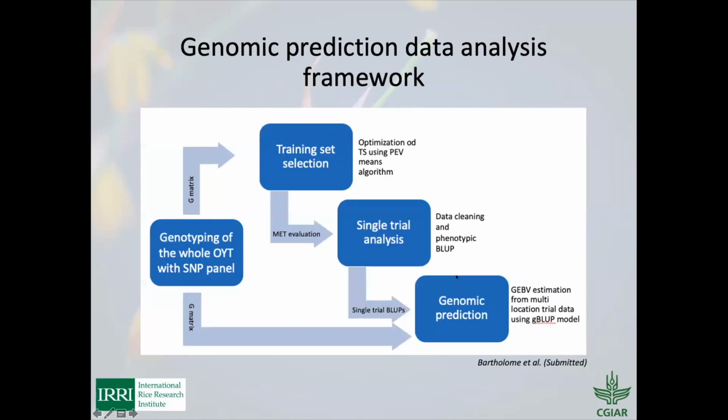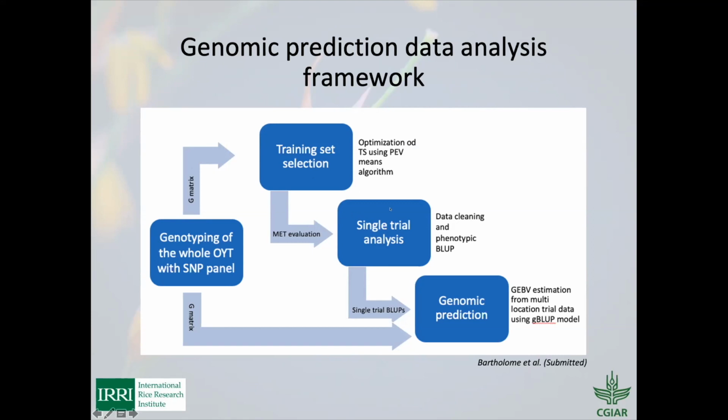Now I'm diving directly into the GS analysis framework. How do we do the analysis? For example, I've shown in the picture the OIT or stage 1 trial, where all the lines are genotyped. That is done during the wet season here, and using the information we construct the G matrix. That matrix is then used to pick the training set, and the training set is sent for multi-environment evaluation.